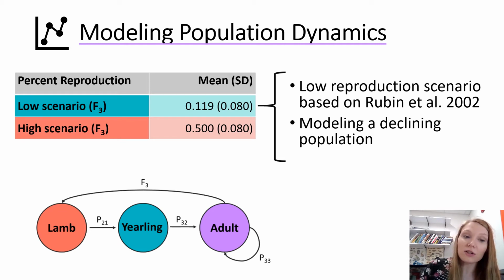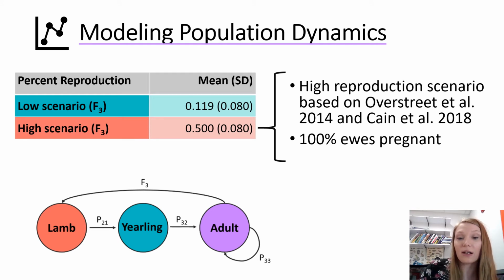And then we also wanted to estimate a more stable reproductive scenario. So we used this high reproduction scenario, which is based on the idea that 100% of ewes are pregnant each year, and 50% of those would have a female rather than a male lamb. These high reproduction scenarios are based on some data that others have collected in Overstreet and in Kane. They both found that 100% of the ewes that they surveyed were pregnant. So this may be a little bit high, but it does seem to happen in some of these populations at least.